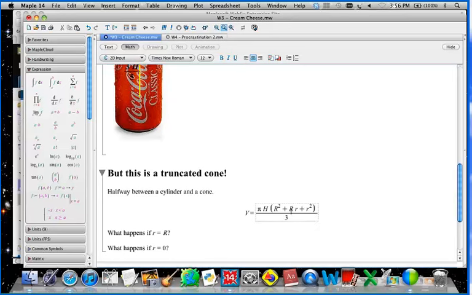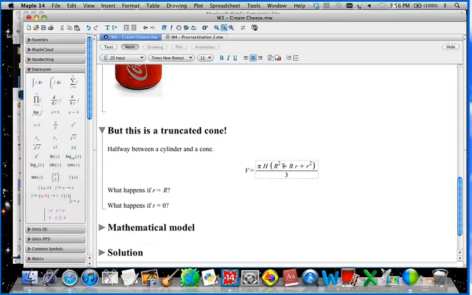There's the formula for a truncated cone, where big R represents the radius at the top, little r is the radius at the bottom, and h is the height of the whole thing. You could put that in front of students and say, does that look familiar? Most of them will stare at you because they're intimidated by anything that looks complicated. But after a while, they should see that this looks kind of like the formula for the volume of a cylinder, and it looks kind of like the formula for the volume of a cone.